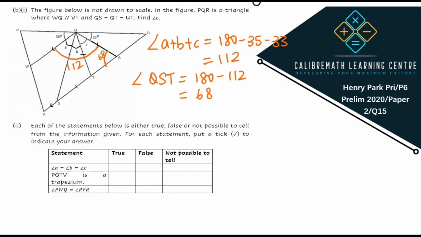Now, we know that this triangle QTS is an isosceles triangle because there are 2 equal sides. So this angle over here is also 68 degrees. Now since we know this very important information, we can solve for angle C by using 180 degrees minus 68 degrees multiplied by 2. And that gives us an answer of 44 degrees. So 44 degrees is the value of angle C over here.